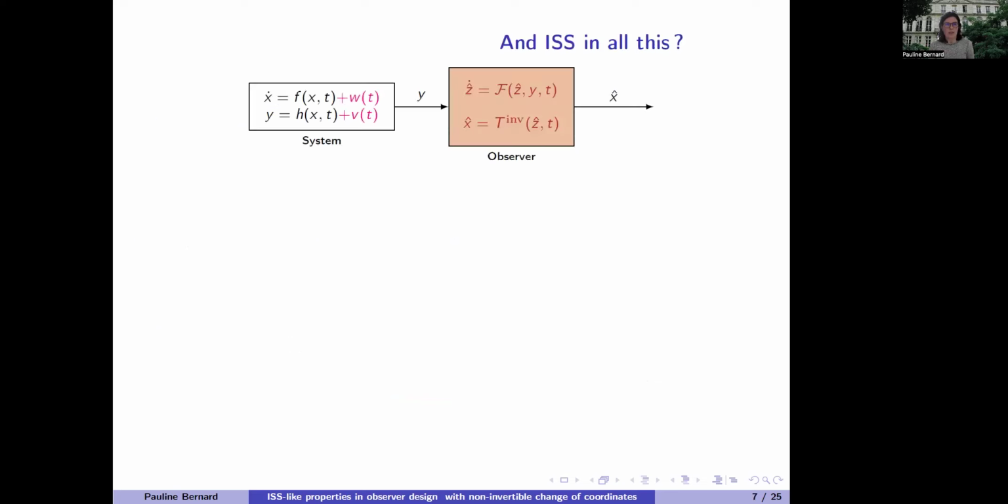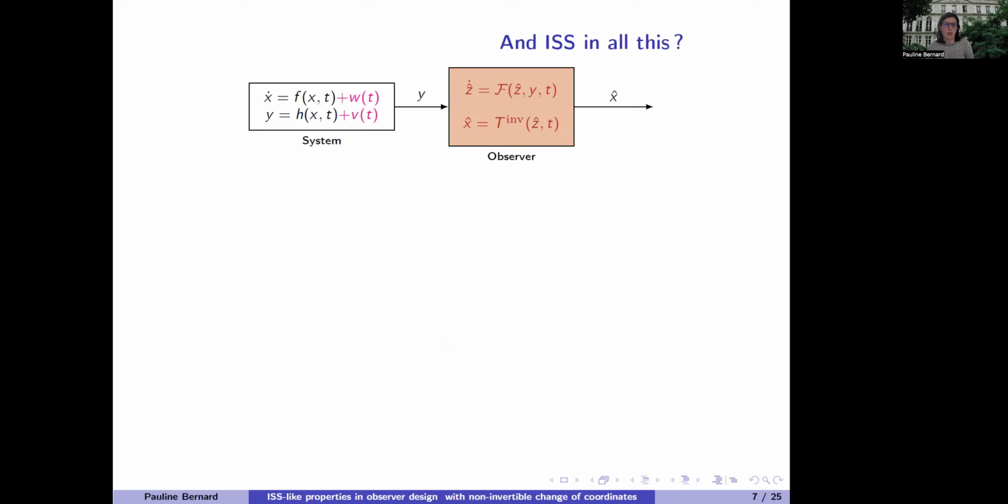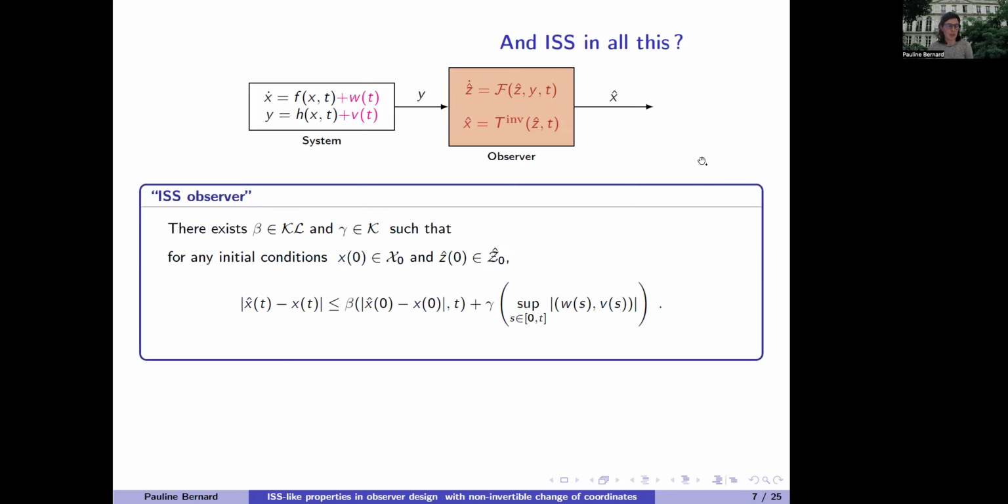And what you can see is that generally you try to transform your dynamics into a specific form. And so you may ask, okay, but what happens with ISS in all this? Okay, so that's what I thought about for this seminar. And so let's say that you have some disturbances, maybe uncertainties in the dynamics or the output, and you build your observer and you wonder what's going to happen. So I thought about what could be called an ISS observer.